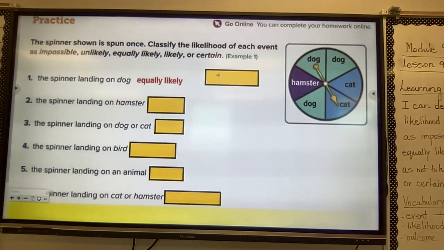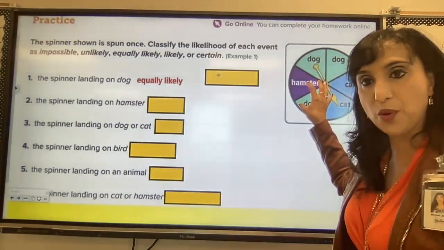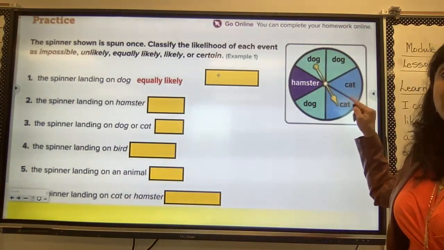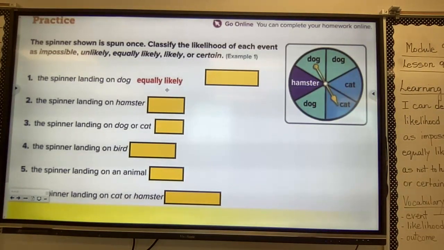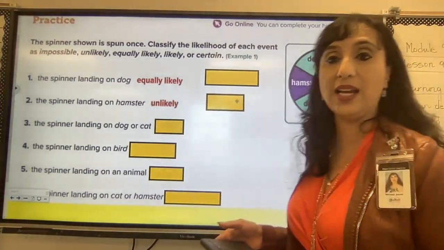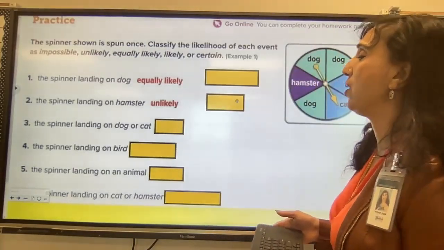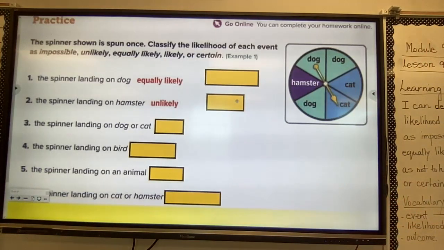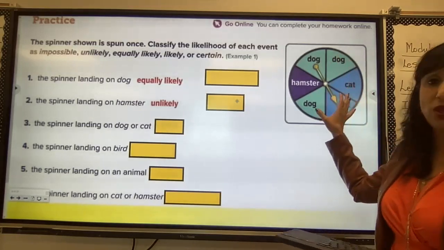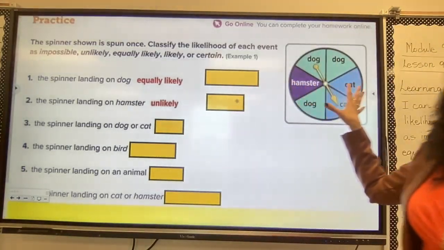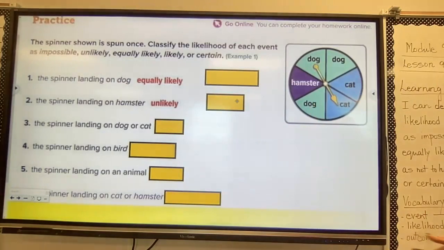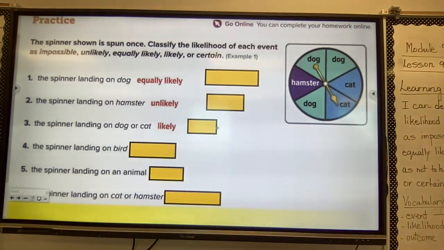The spinner landing on hamster. Now, hamster is a very small portion, so there is a bigger chance that it lands on dogs or cats rather than hamster. So this would be unlikely, because the chance of success is pretty small over here. The spinner landing on dog or cat, okay. As you can see, the majority is dog or cat. There's only one portion which is hamster. So in this case, the probability of it landing on dog or cat is likely, because it has a high chance of success.